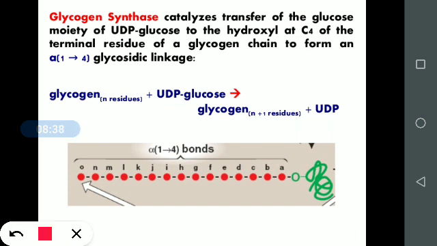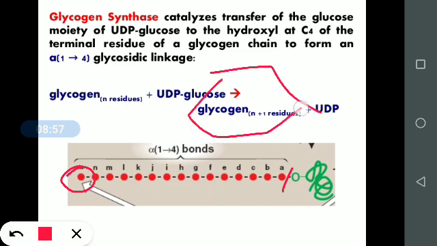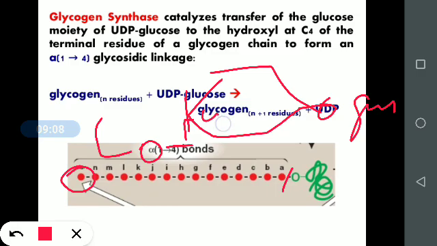So now what is happening means glycogen synthase transfers the glucose moiety of UDP to the hydroxyl end of the C4 carbon. So here is the C1 carbon. This is the glycogenin part and here it is attaching to the C4 carbon. This is the 4. 1, 2, 3, 4, 5 and 6. So in this way, the next C4 carbon is attaching.